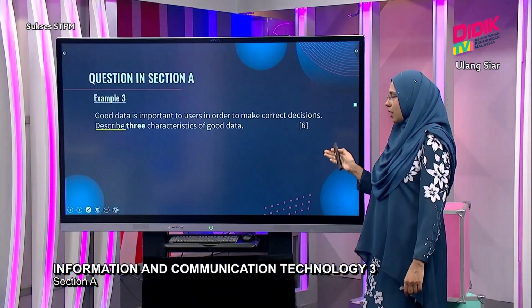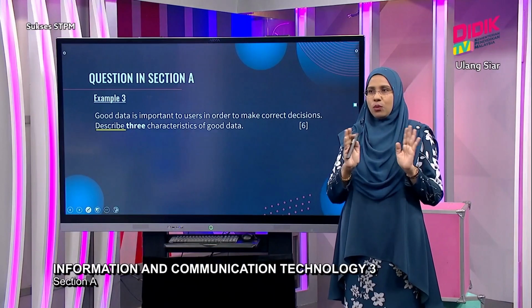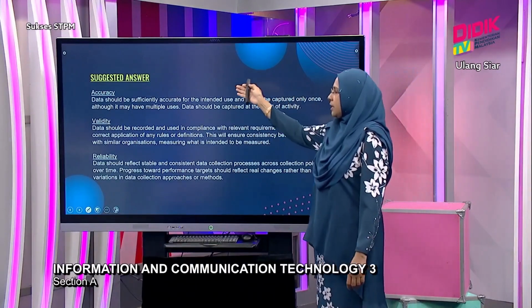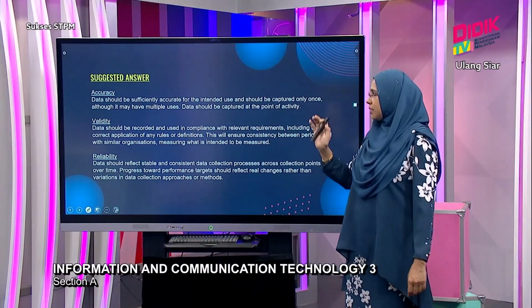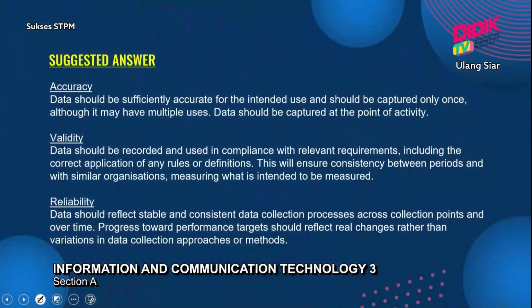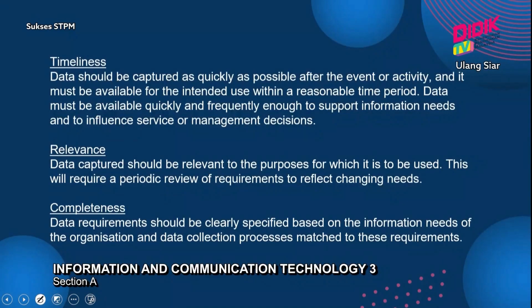Okay, so how to write? Again, no essay, please. No essay. So you write something like this. Okay, you state the characteristic of good data. Okay, accuracy. Okay, so what is accuracy? So you write the point for accuracy. And then next, validity. So what is validity? So you write the point for validity. And then so on. Okay, I give more. Timeliness, relevance, completeness. Okay, so this is how we write.